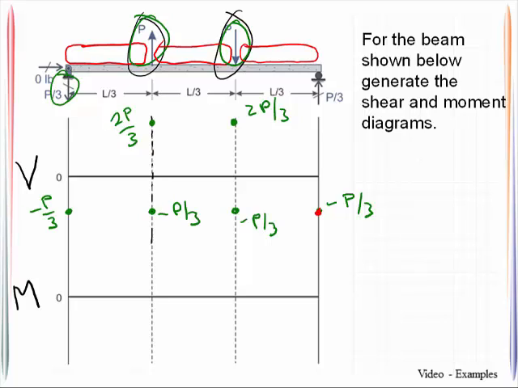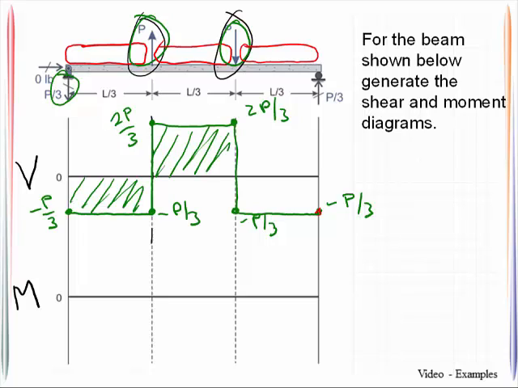Because we finished out at the point we already knew, that means we're confident in our answers, and we can proceed in connecting the dots. Since there's no loads in between the point loads, that means that our shear is going to be constant. So we will just go ahead and connect those as such. I'm going to just shade those in so it's easier to delineate that shear diagram.